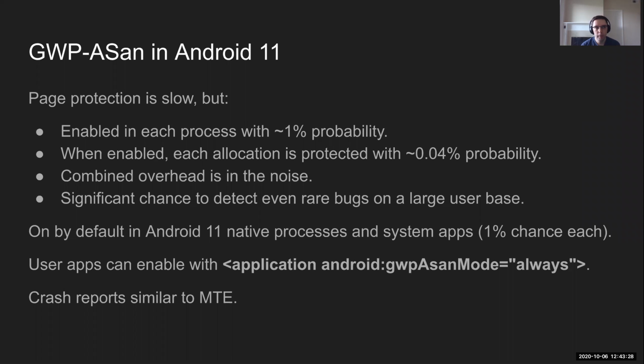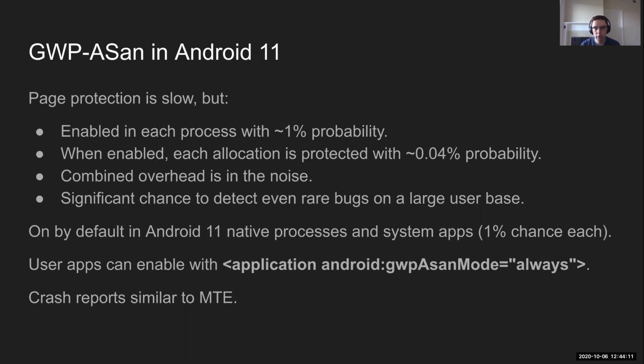Of course, this is pretty slow. Page protection requires a system call. Therefore, we simply do it very, very rarely. First of all, each process gets this thing enabled with about 1% probability. And then in those processes that have it enabled, we only sample a very tiny fraction, about 1 out of 2,500 allocations randomly, and give them this treatment. And as a result, the overhead of this is in the noise. The chance to detect each occurrence of a bug is very low, but given a significant user base and time, even the most rare bugs are likely to be detected eventually.